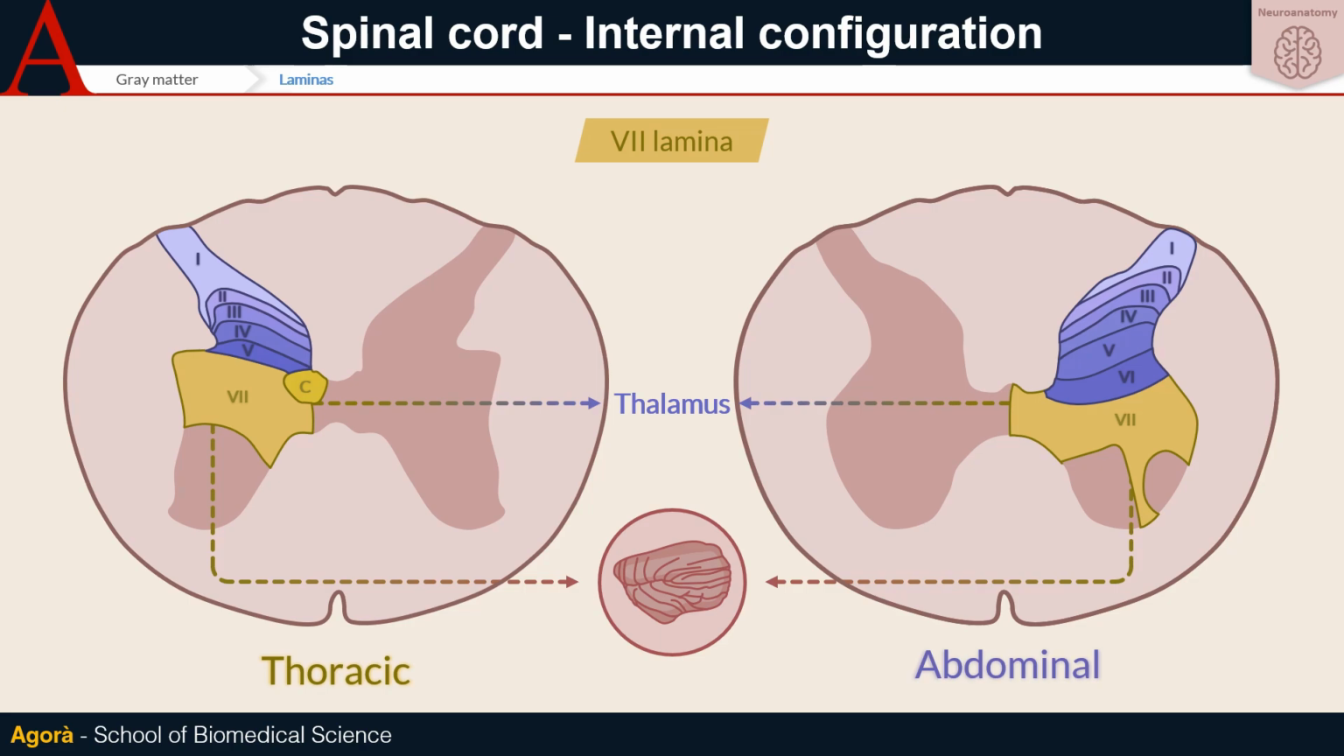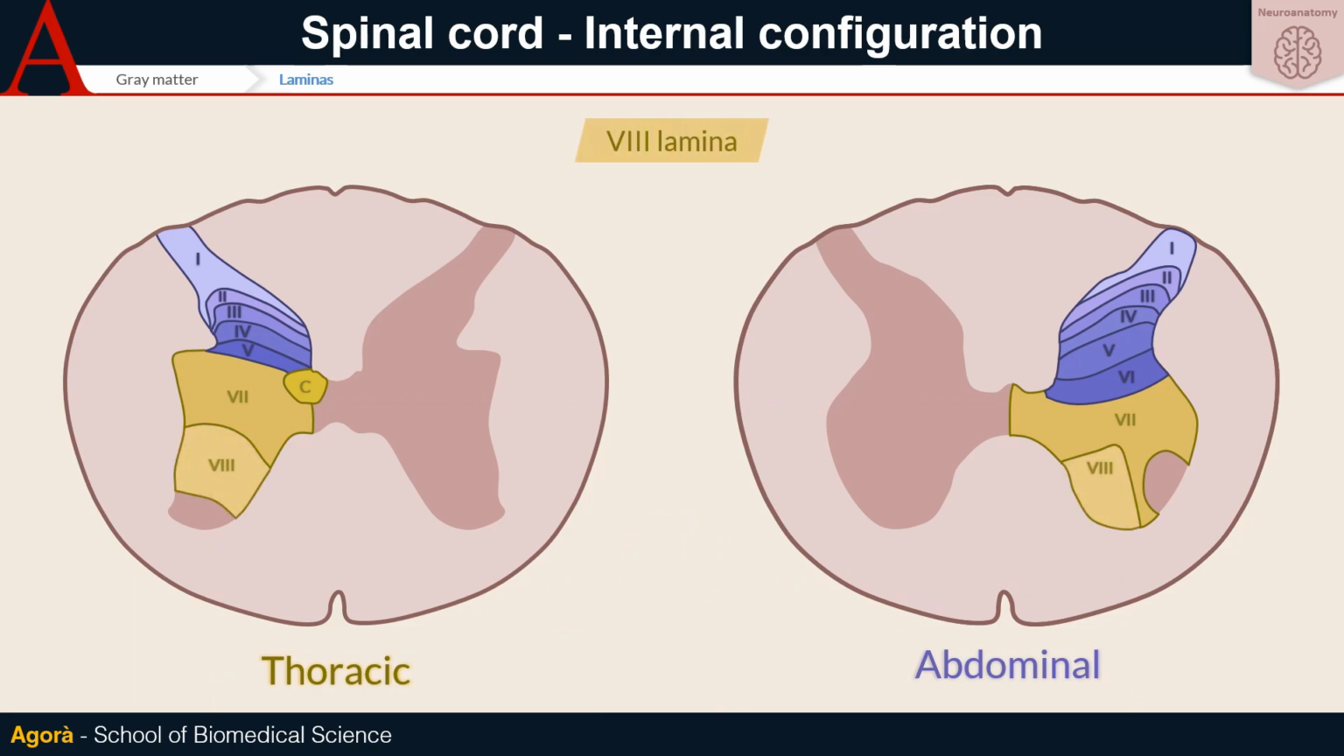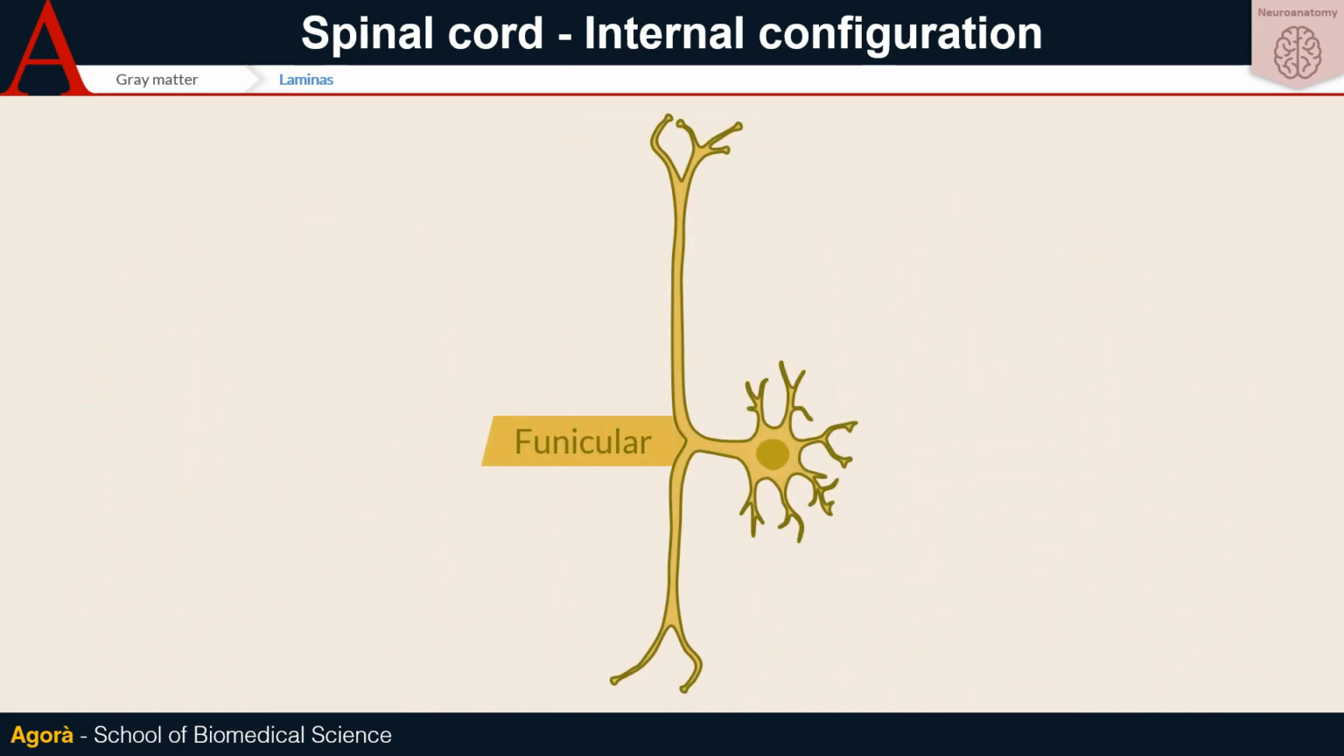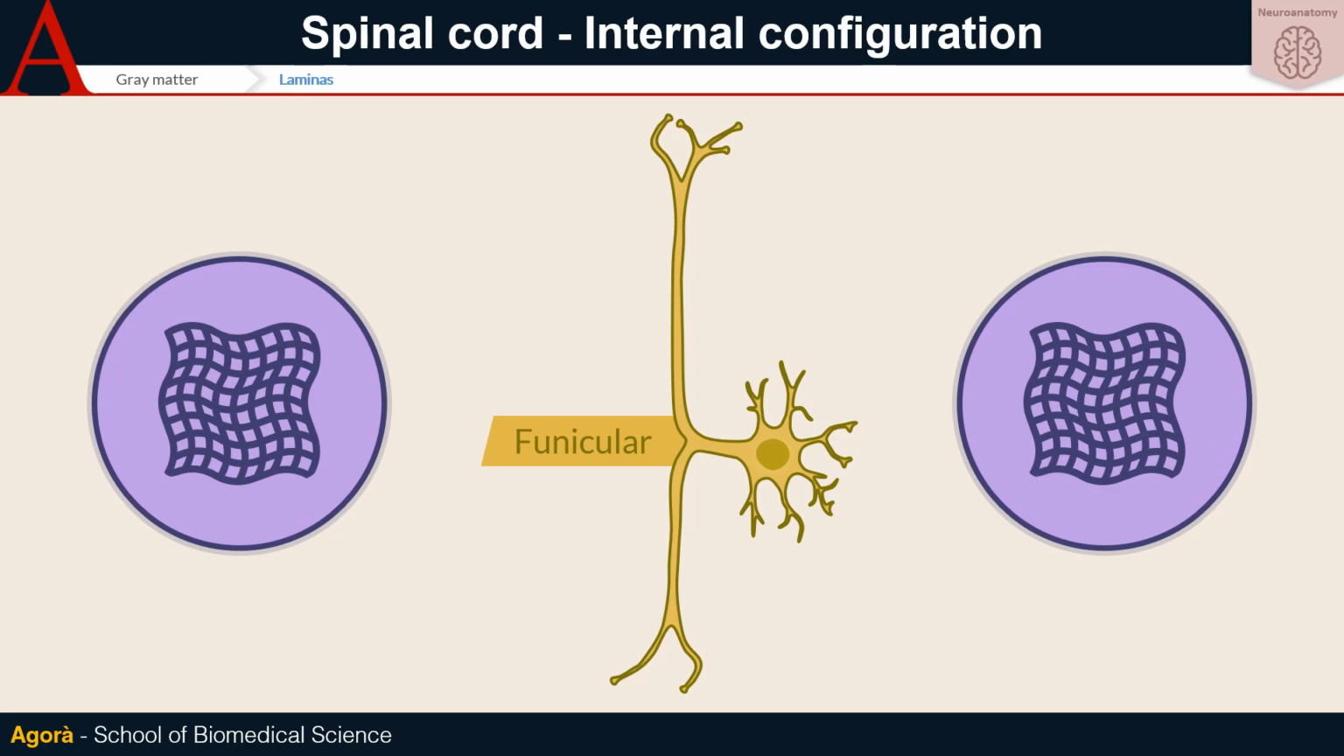Eighth lamina. It occupies the entire anterior horn at the thoracic level, while it narrows medially at the level of the bulges. The neurons formed in this lamina are funicular neurons, which assume a T shape to connect with the other motor neurons, with the arms of the T directed superiorly or inferiorly. The defining characteristic of this lamina is its dense network of connections, making it a crucial associative center.